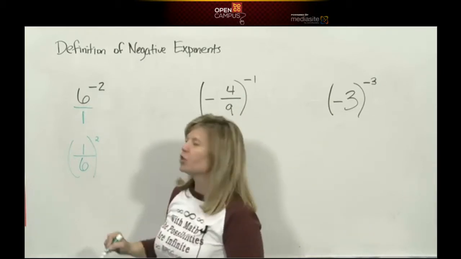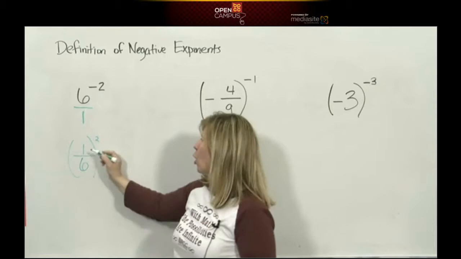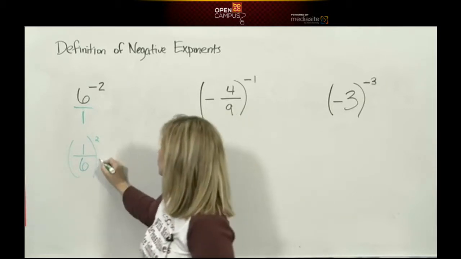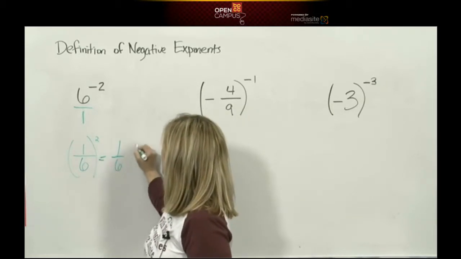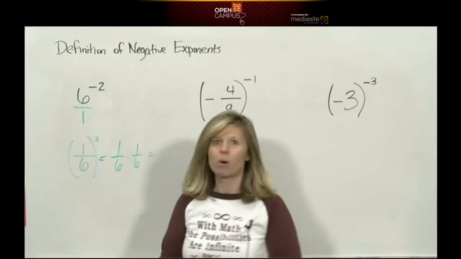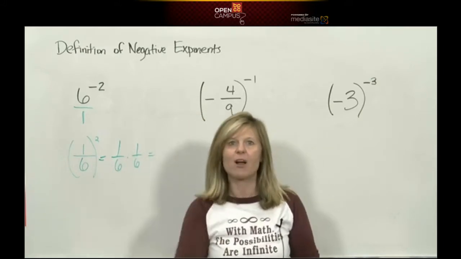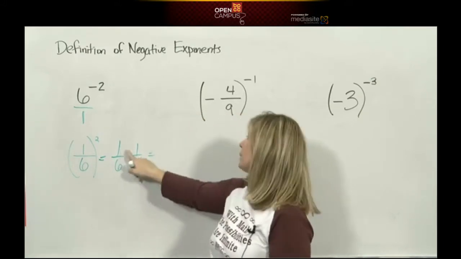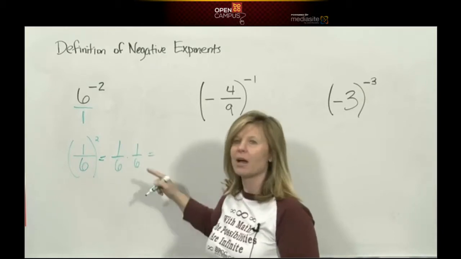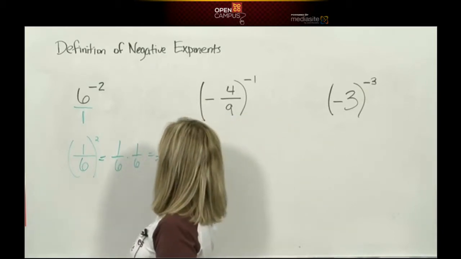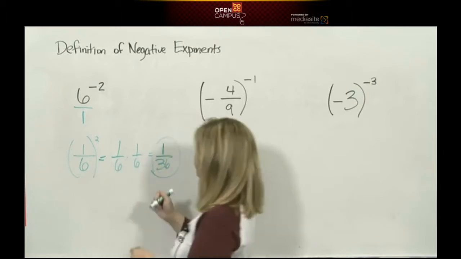6 to the negative 2 really means for us to work 1/6 squared, which we know is 1/6 times 1/6, and we're back to things we know. Multiplying fractions is no problem. Top times top, bottom times bottom. And that's what we'll get, 1/36.